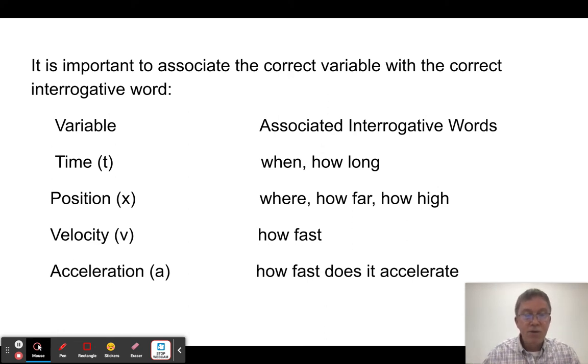the interrogative word. There's going to be a word in a problem that makes it a question, and that's going to tell you what variable it is you're trying to solve for. And that's a really important thing to know, right? That helps you decide which equation to use. So let's just pay attention to this.